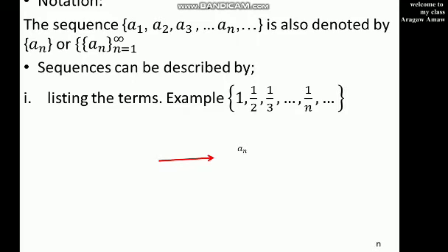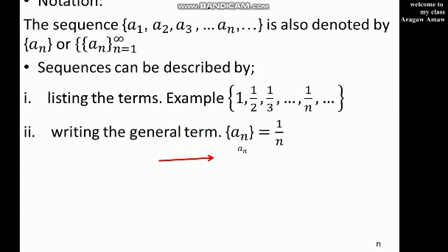Sequences can be described in 4 ways. The first is listing the terms of the sequence. For example, the sequence, the set containing 1 over 2, 1 over 3, and it continues 1 over n and so on. In this example, some of the terms are listed as you see, and this way of description is called listing the terms.